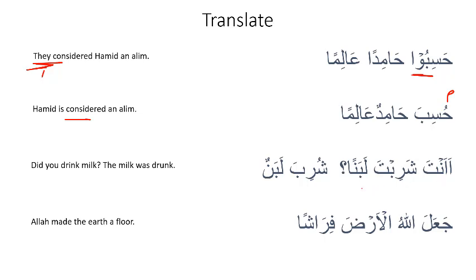Anta sharibta labanan. Question, anta, you, sharibta, so did you drink milk? And then here we have passive, shuriba labanun, the milk was drunk. Ja'ala Allahul arda firashan. Ja'ala means he made. The subject is Allah because Allah is in rafa. Al arda is earth. So he made the earth. Firashan means floor. So Allah made the earth a floor.